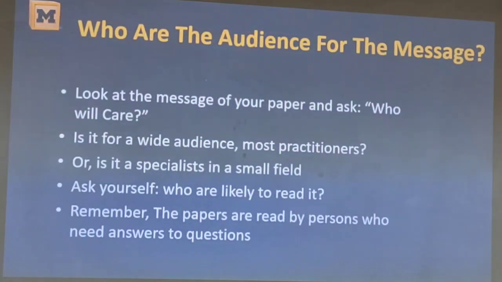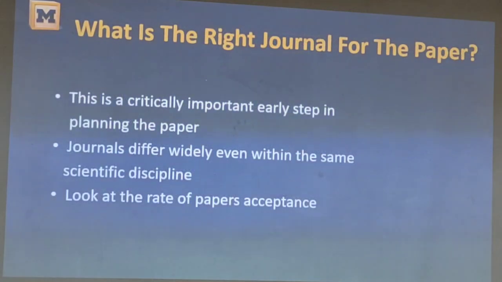I usually listen to the reviewer, so I have to look at that. So you need to know who you are writing for, and when you know who you are writing for, then that will help you figure out the journal that you want to submit to. It's a very critical and important early step to know what journal you're submitting to, like I mentioned.